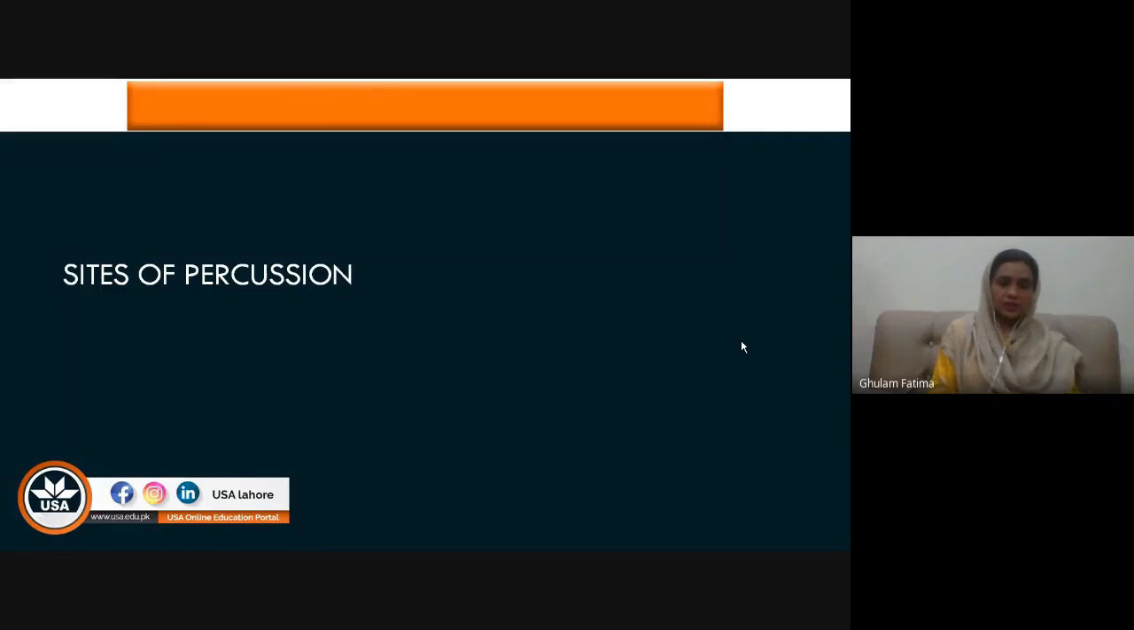So once again, this technique, specifically this kind of percussion, is performed for examination purposes. There is another percussion which is performed for treatment purposes.